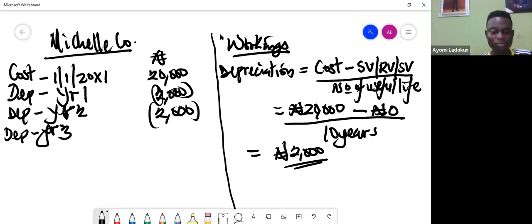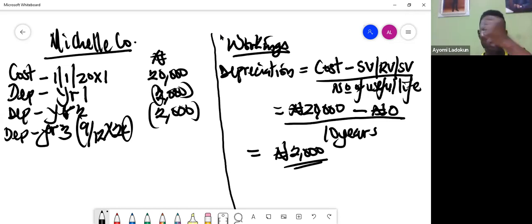What does that mean? I told you that as soon as an asset is classified as held for sale, depreciation will stop. Can you remember? So that means I will depreciate up to the point the asset was classed as held for sale. I will now say 9 over 12 multiplied by 2,000. How do I get 9 over 12? January to September is 9. If the examiner says September 1, that would be 8 over 12, because that would be August and the following day is September 1. Because it said September 30th, that's how it's 9. So when you do that, you have something like 1,500.